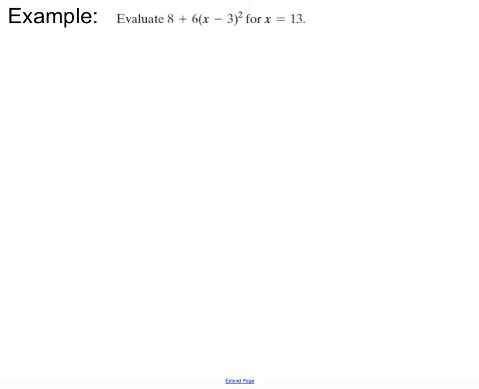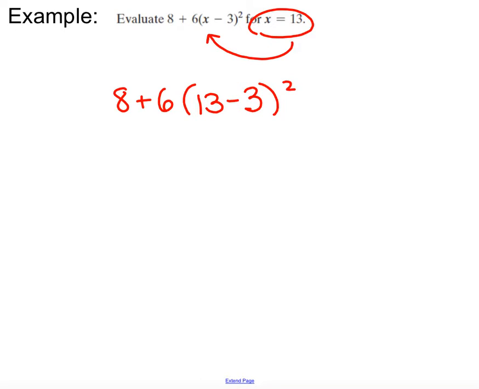Here's an example for you where we want to evaluate this expression for 13. So you're going to substitute 13 in for x. So you have 8 plus 6 times the quantity of 13 minus 3 squared. So you're substituting in 13 in for x. So order of operations says we need to do our parentheses first. So we're going to go ahead and subtract 13 minus 3 and we get 10.